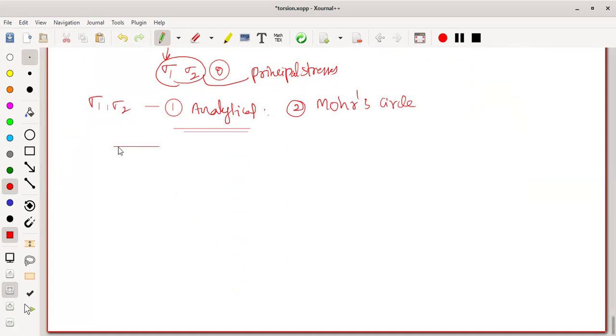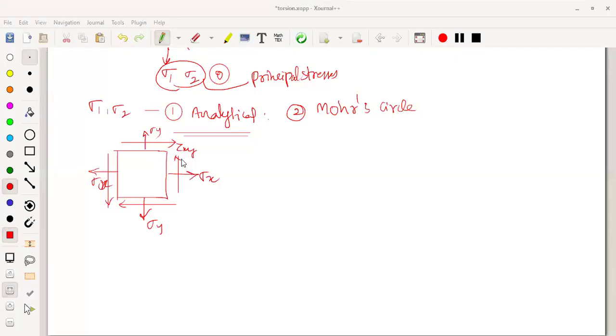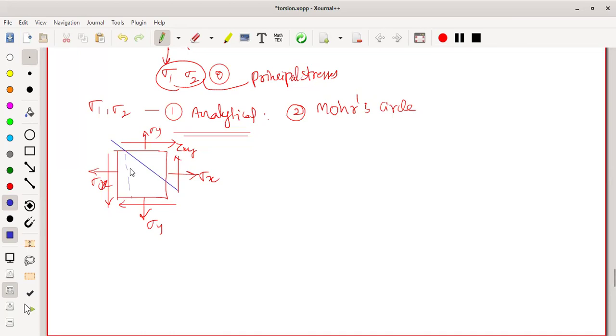So let us consider a member, and in that you have to consider an element. The element is subjected to a combined loading condition: sigma x here and here, sigma y here and here, and this is tau xy, and here is also tau xy. So this is called a combined loading condition. In this one, the inclined plane will be like this. This is the reference axis, and this is theta. So on this plane you have different stresses, that is sigma and tau.